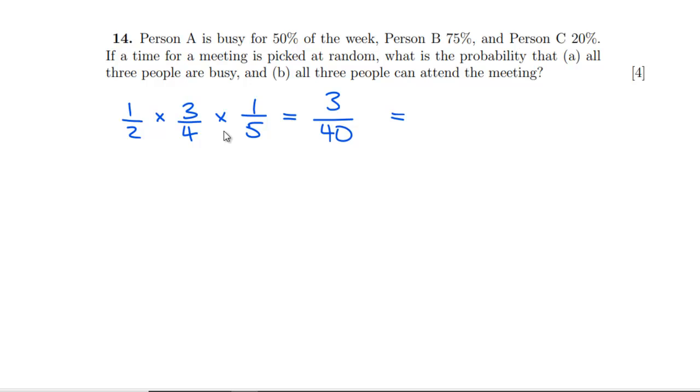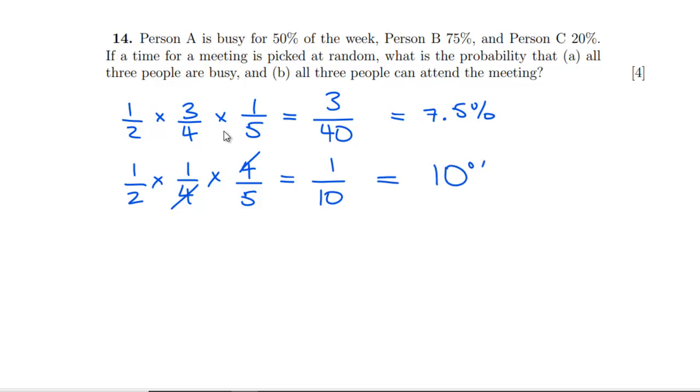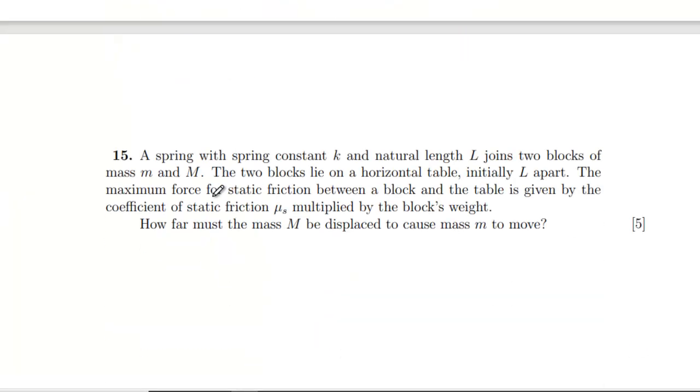So 3 over 40 is, what's that? 1 over 40 is 2.5%, so 7.5%. All 3 can attend. Right, so we just got the reverse of all of these. So we got 1/2 times 1/4 times 4/5, which is going to be, well, the 4's cancel, so we got 1 over 10, which is equal to 10%. Right, they're still sticking easy questions so far.